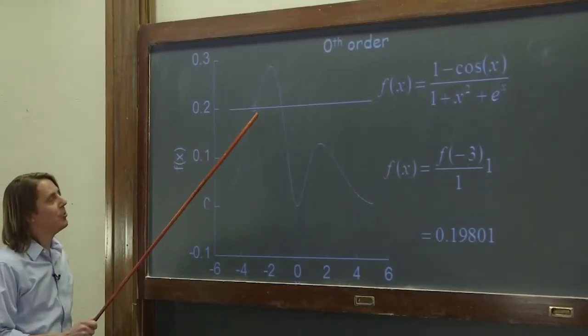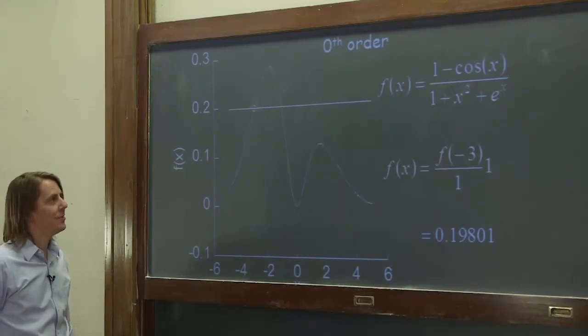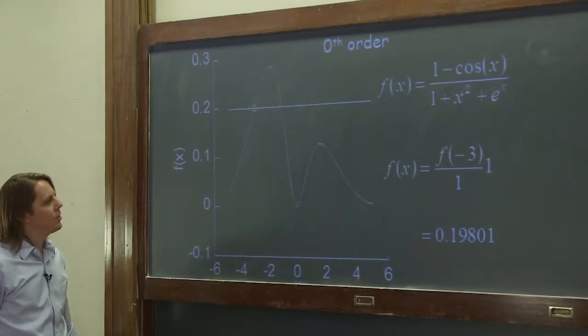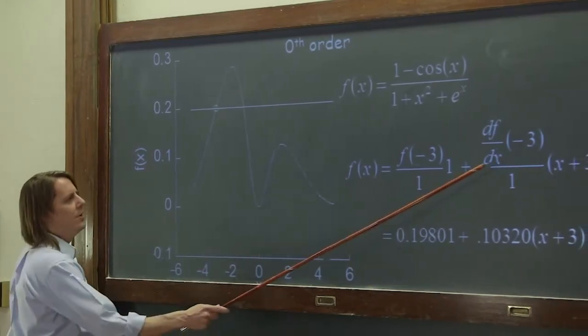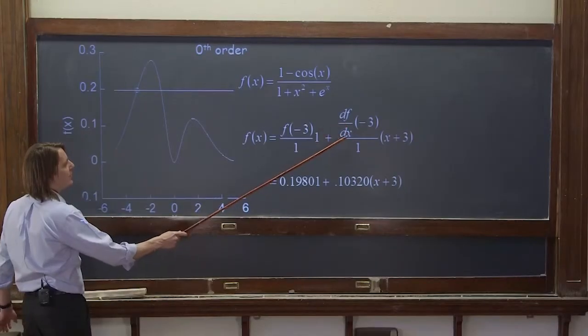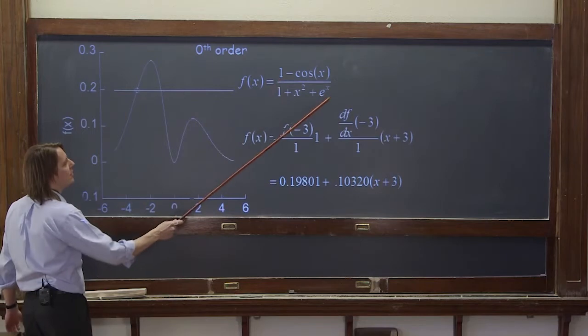It's really good right at that point, and it's not good anywhere else. Okay? So now let's look at the next term. So here is the n equals 1 term, df dx. Now we've taken the derivative of all this. That's a lot of work.